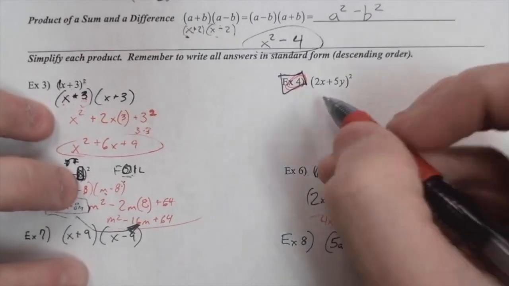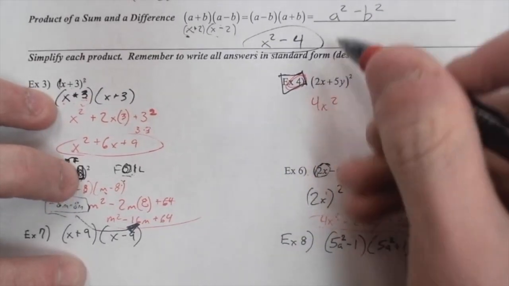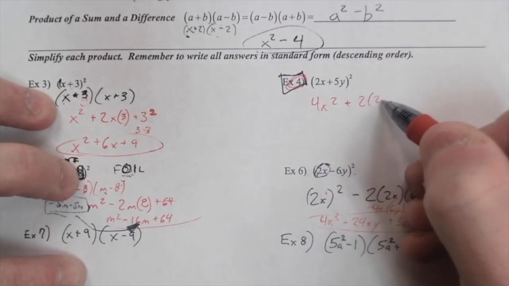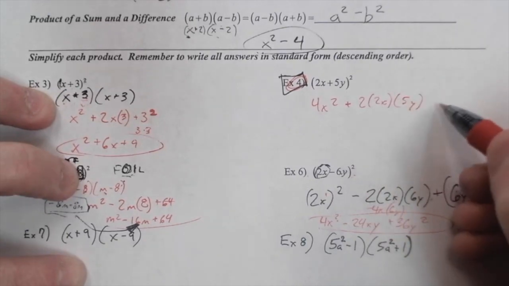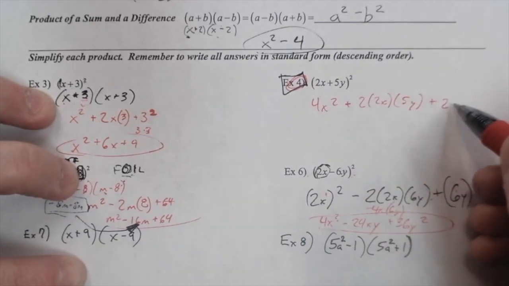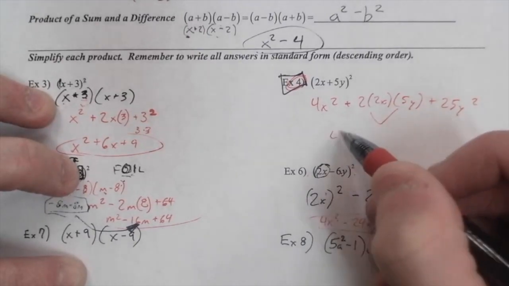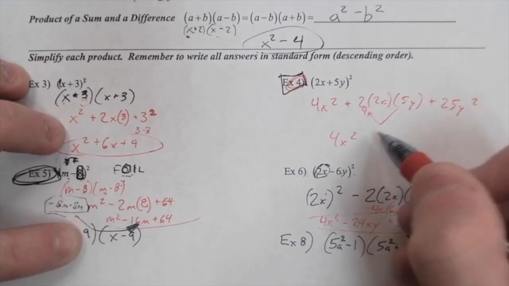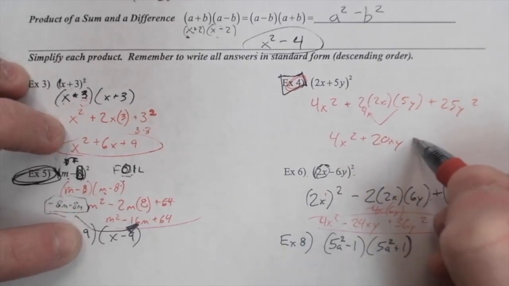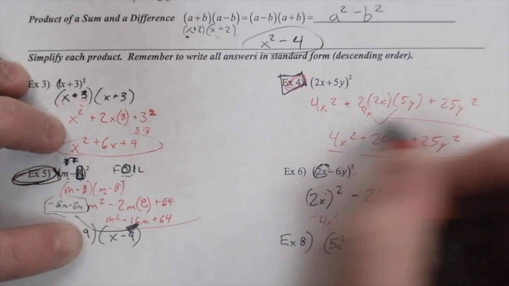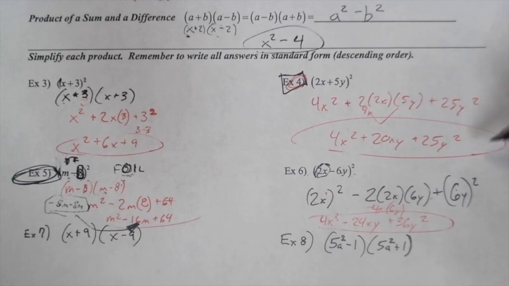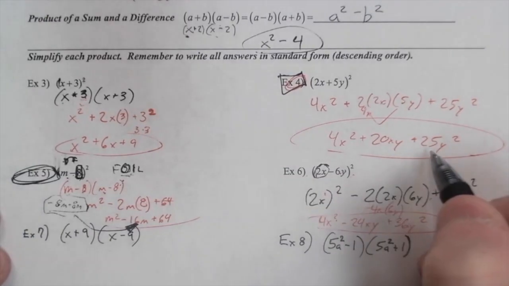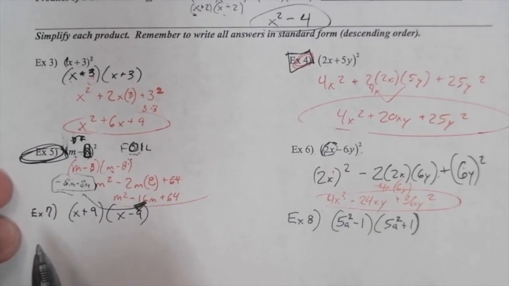Okay, so you should have gotten 4x squared plus 2x, 5y is our b, so looks like that, and then plus 25y squared. I'm going to combine this and we'll have the answer. 2 times 2x is 4x. 4x times 5y is 20xy. There we go. Is this in standard form, you think? Yeah, it definitely is.